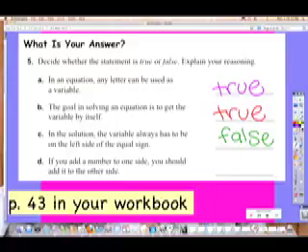True. I would love that statement even more if they were more specific: if you add a number to one side of the equal sign, then you add the same number to the other side of the equal sign.